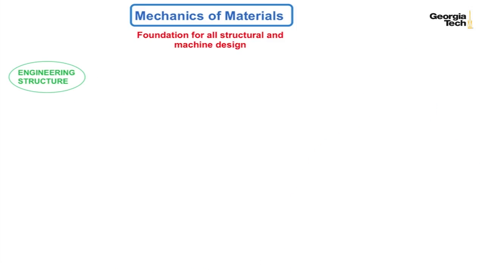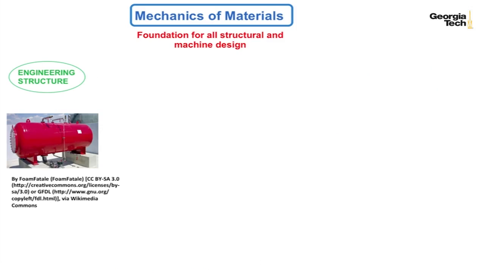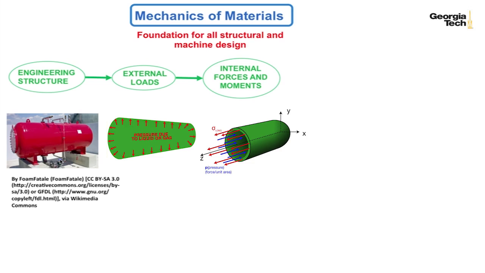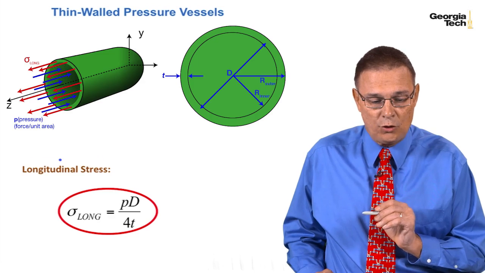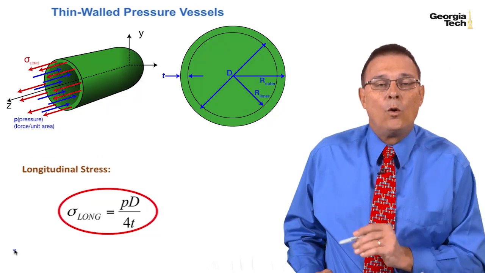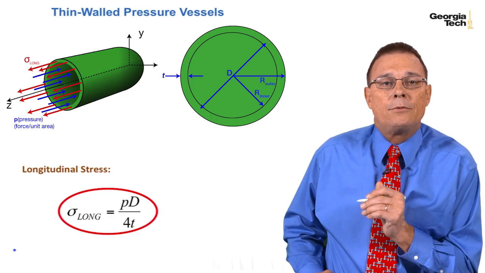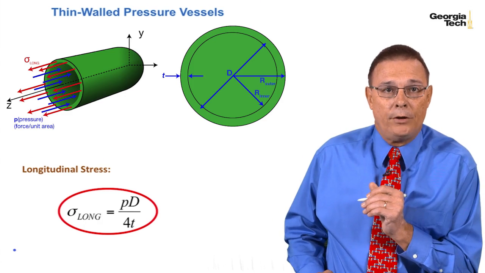So where we left off, again, last time we took an engineering structure. It had external loads applied to it, the pressure inside. And we cut that vessel in the vertical direction, and we found the longitudinal stresses. And that longitudinal stress was found to be pressure times the diameter over 4 times the thickness of the wall of the pressure vessel.